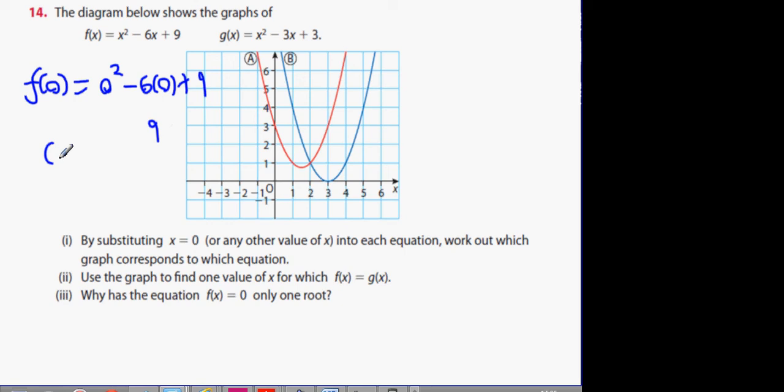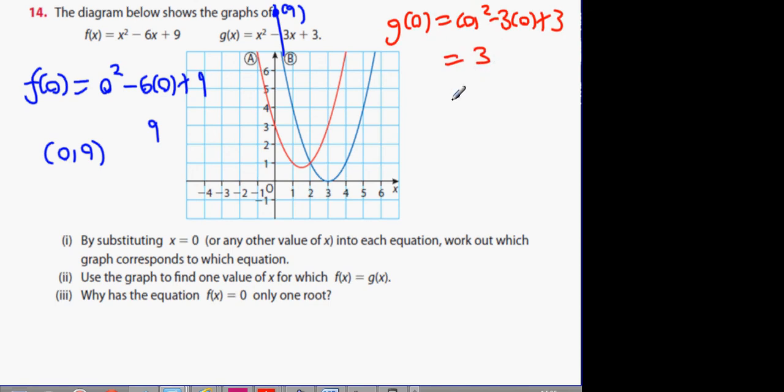This means when the input is 0, the output is 9. This means that it's more than likely the blue curve. Does everybody see the blue curve? Why do I think it's the blue curve? Because 9 isn't in the graph, is it? Let's check out the red one then. g of 0 equals 0 squared minus 3 times 0 plus 3. The answer is 3. This means the point (0, 3) is on this curve. Is the point (0, 3) on the red curve? Yes. This means g of x is red and f of x is blue.